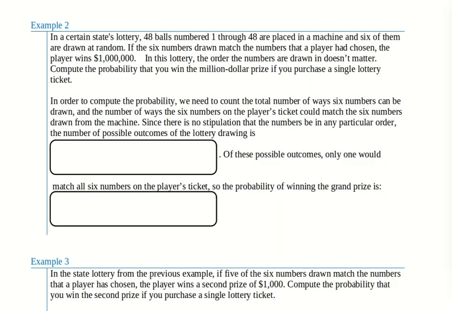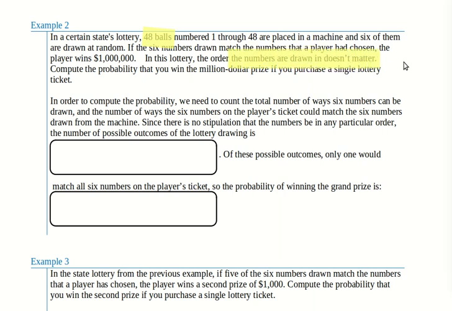So we're now talking about a lottery with 48 balls, and we're choosing 6 of them. So 6 of them are drawn at random. And we're then going to say, well, if you match all 6 of those numbers, then you win $1 million. Of course, in terms of actually computing the probability, that $1 million doesn't tell us anything. The order that the numbers are drawn does not matter. So that's important.